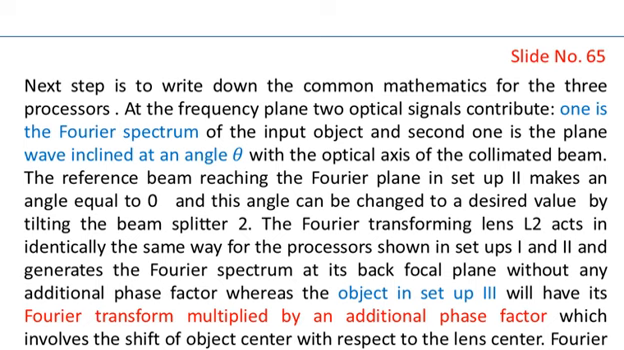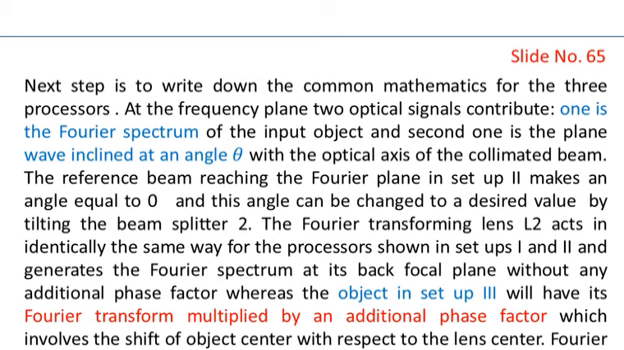Next step is to write down the common mathematics for the three processors. At the frequency plane, two optical signals contribute. One is the Fourier spectrum of the input object and the second one is the plane wave inclined at an angle theta with the optical axis of the collimated beam. The reference beam reaching the Fourier plane in setup 2 makes an angle equal to 0, and this angle can be changed to a desired value by tilting the beam splitter 2.